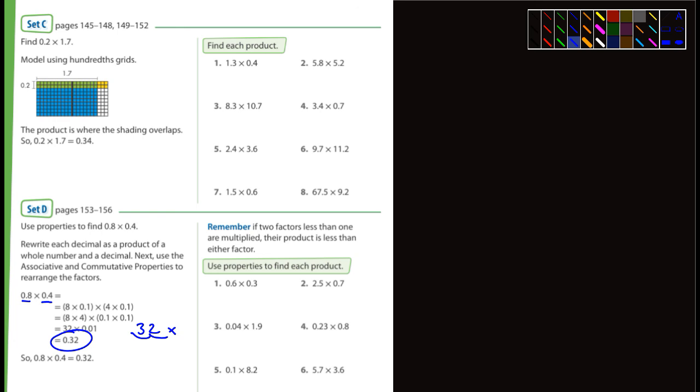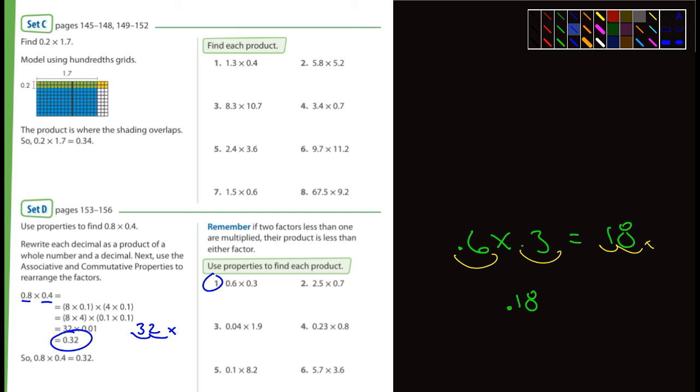I'm looking at number 1 here, for example. So what do we have here? We have 0.6 times 0.3. Well, first off, what's 6 times 3? That's 18. All right. How many decimals do we have to move to get them all the way to the right? 1, 2. So if we start here, 1, 2, the answer would be 0.18.